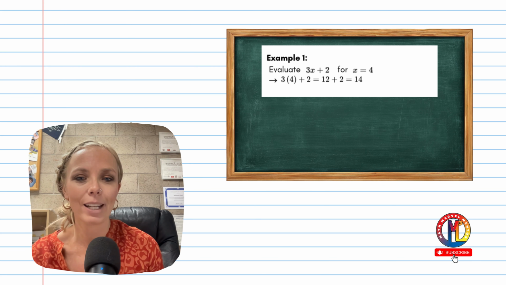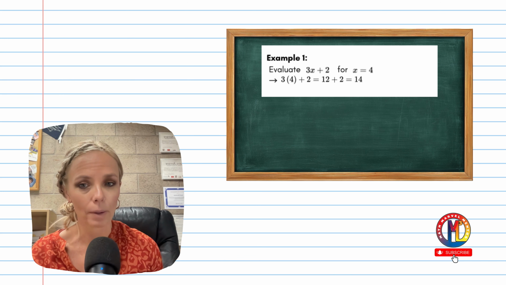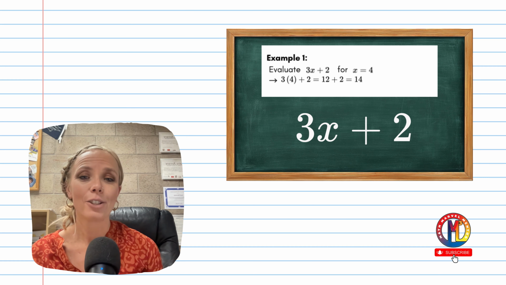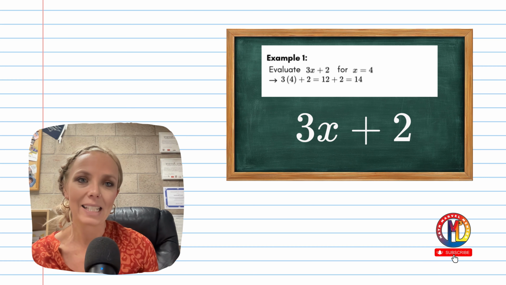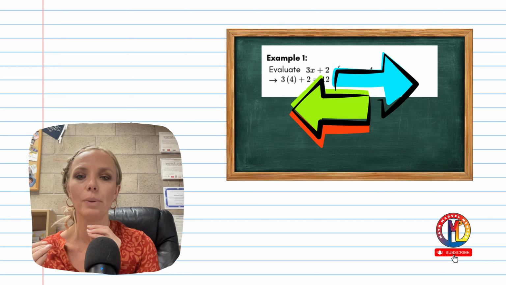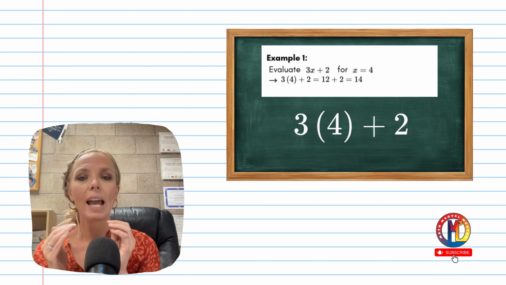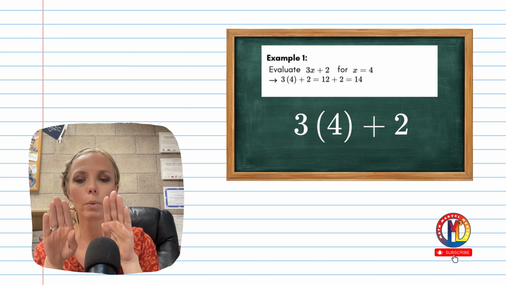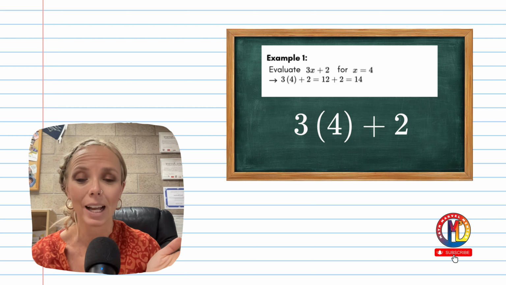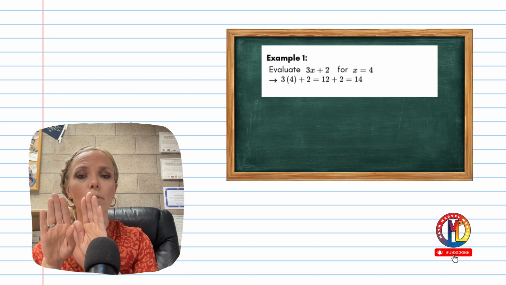We have: evaluate 3x plus 2 for x equals 4. So 3x plus 2, and then we know what x is. X is 4. So now we are going to substitute or plug that value in. Instead of writing 3x, we replace the x with 4, and we have 3 times 4. Remember, when a number and a variable are right next to each other, we don't see the operation sign, but it means to multiply. So 3x means 3 times x, and x is 4. So 3 times 4 plus 2.